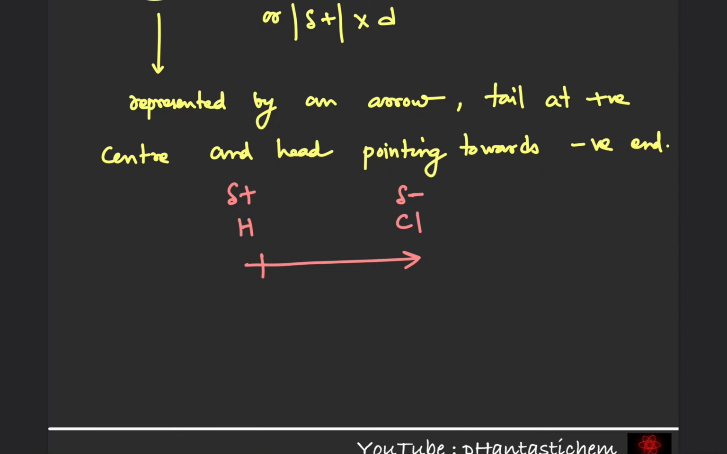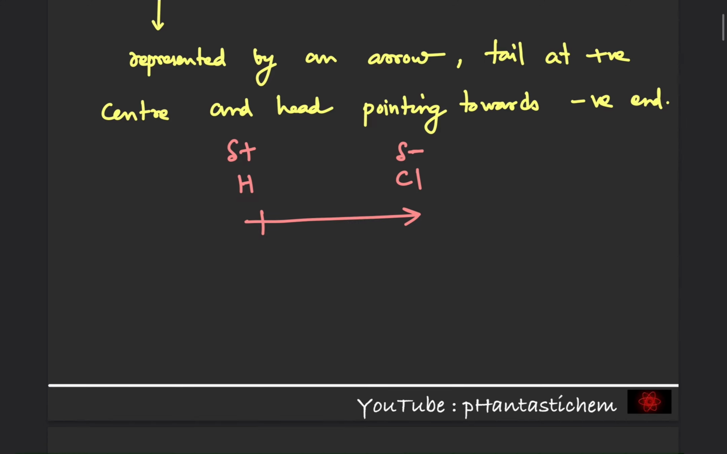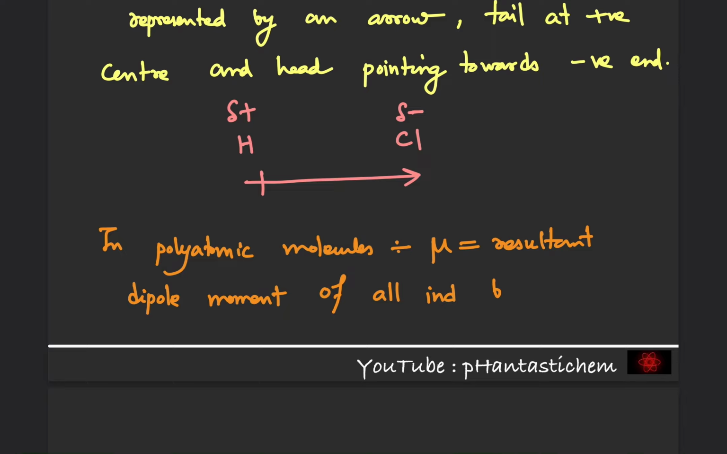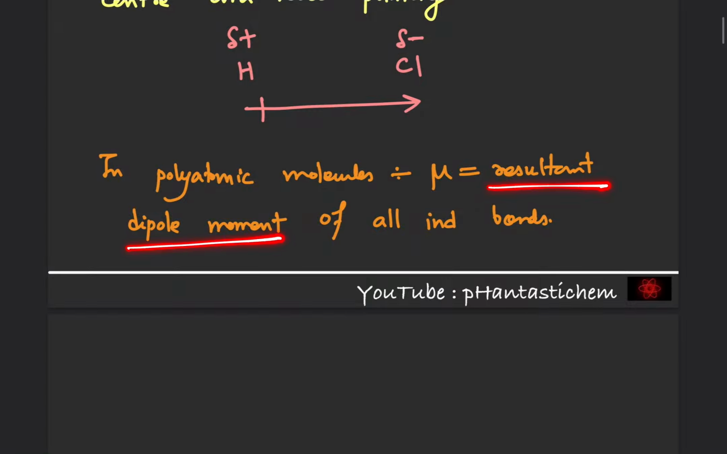Okay, in polyatomic molecules, mu is equal to the resultant dipole moment of all the individual bonds. Very important. In polyatomic molecules, those molecules which contain many atoms, mu is equal to the resultant dipole moment of all individual bonds. Okay, and the magnitude of this resultant dipole moment depends upon the values of individual dipole moments, obviously, and also their arrangement in space.